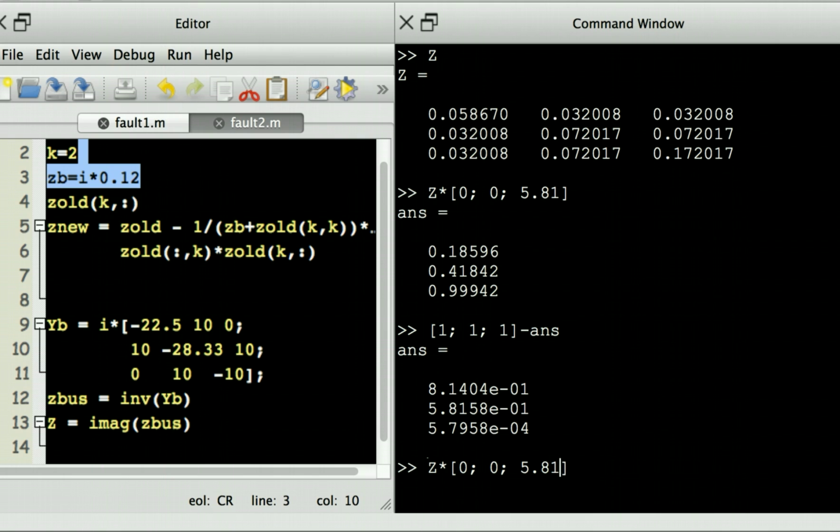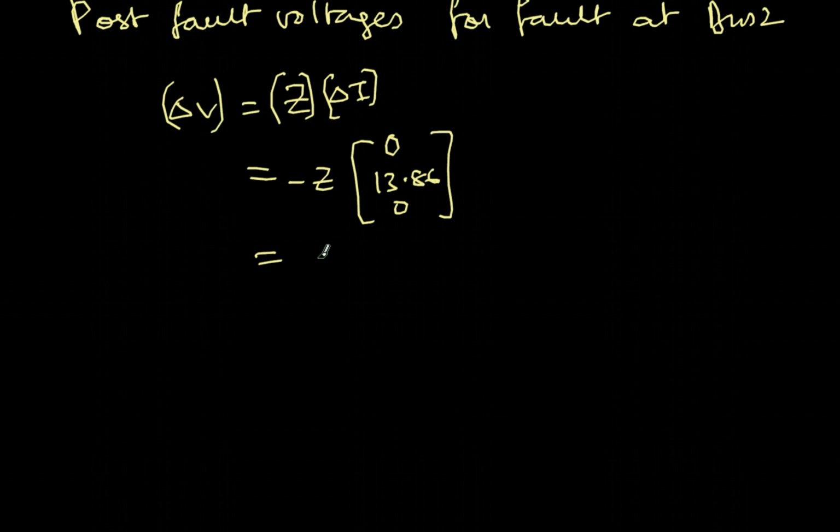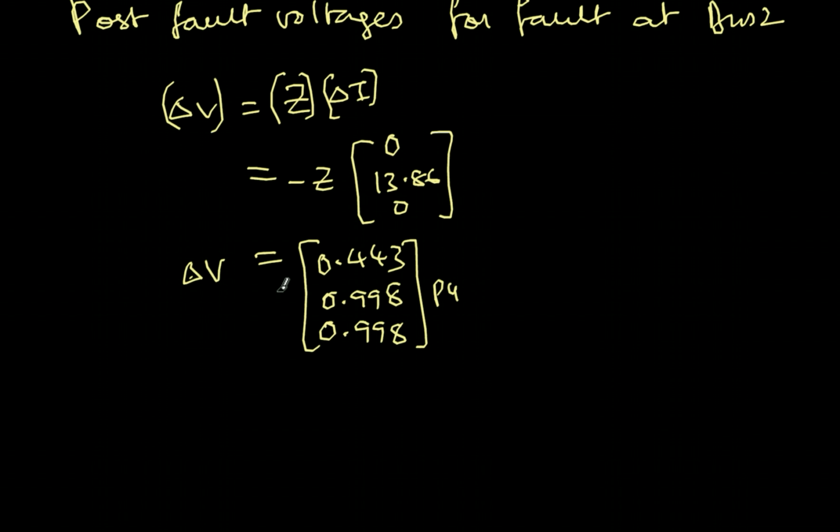So let's go back, and here 13.86, and finally this current will be 0 because it's a different case. So now you see I'm getting something like this. So delta V equal to 0.443, 0.998, or almost 998. This is in per unit. So there will be a minus sign also, the one which is outside.